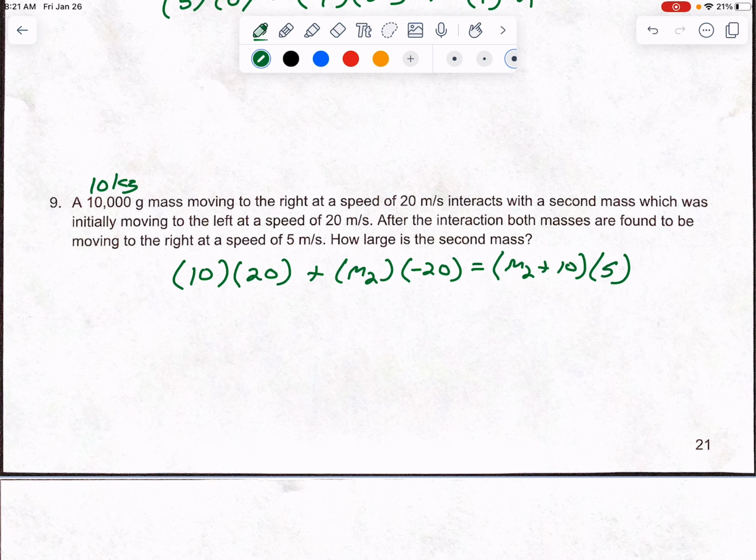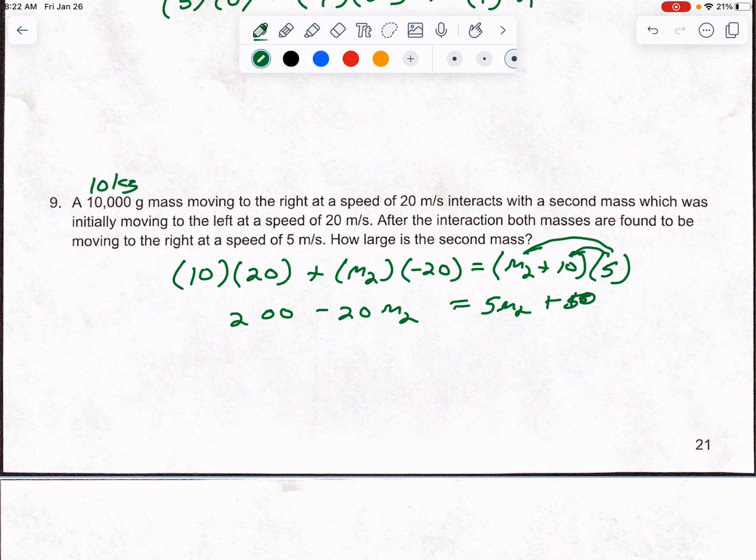So I'm going to clean this up. All I'll do is bring this 5 in. 5 M2 plus 50 equals, and then you clean up this left side. Let me check this real quick. So this would be 200 minus 20 M2.